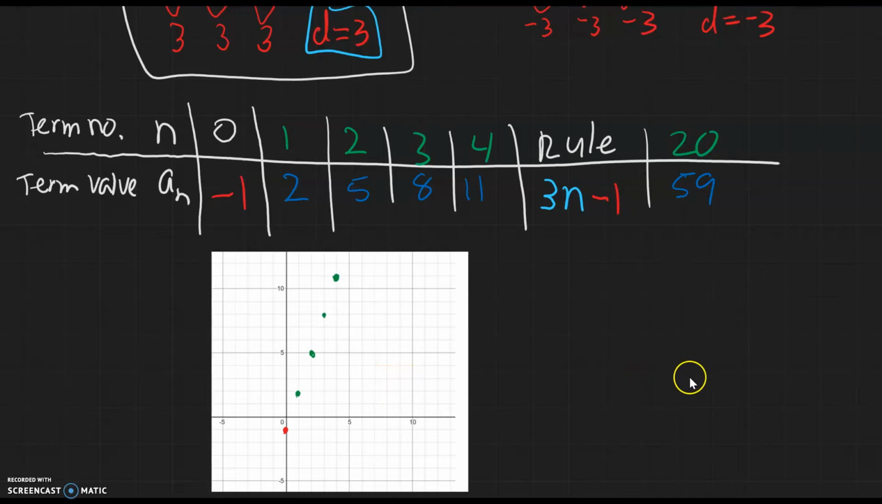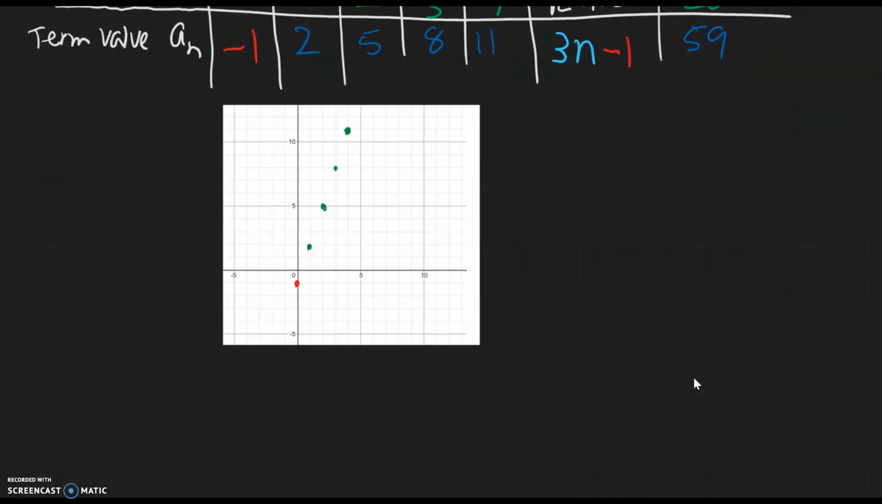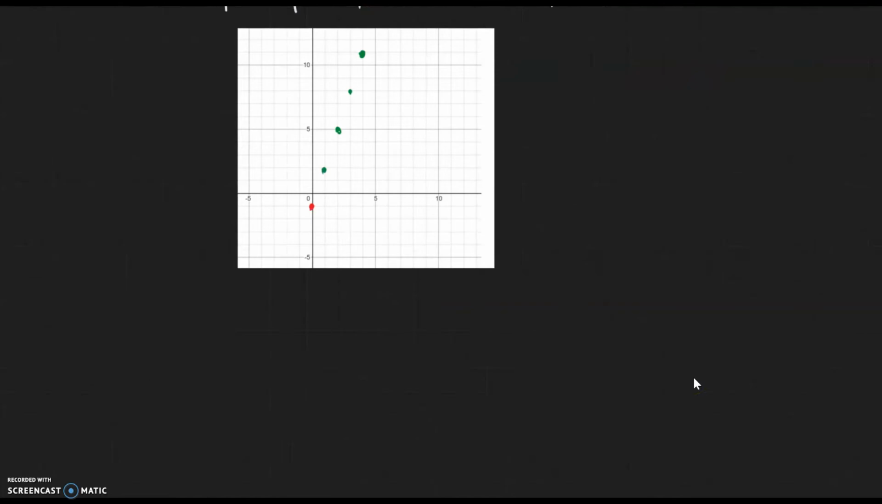Now, there's another way that you'll see the information listed sometimes. So I'm going to go ahead and list the values that I started with: a 2, a 5, an 8, and an 11. Sometimes you'll see it listed like this. Underneath, they may say, okay, this was A sub 1, this is A sub 2, A sub 3, A sub 4.